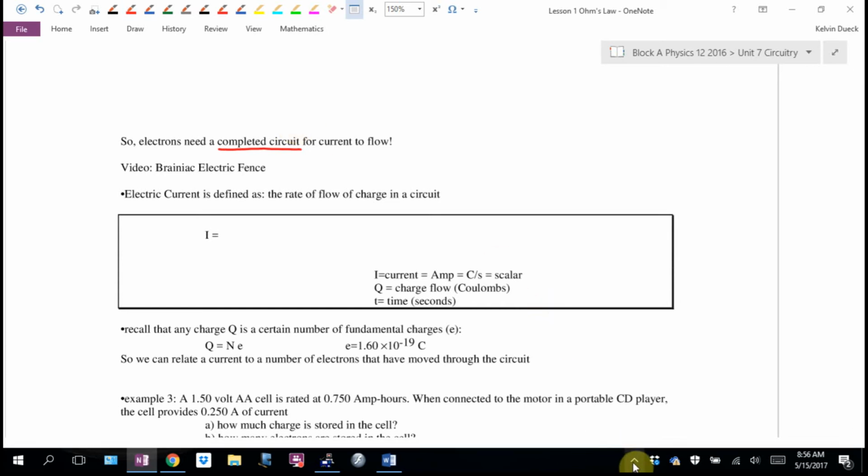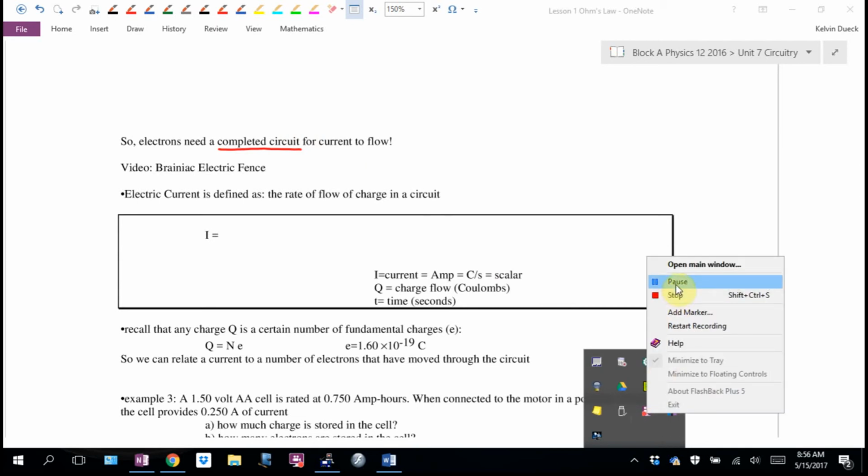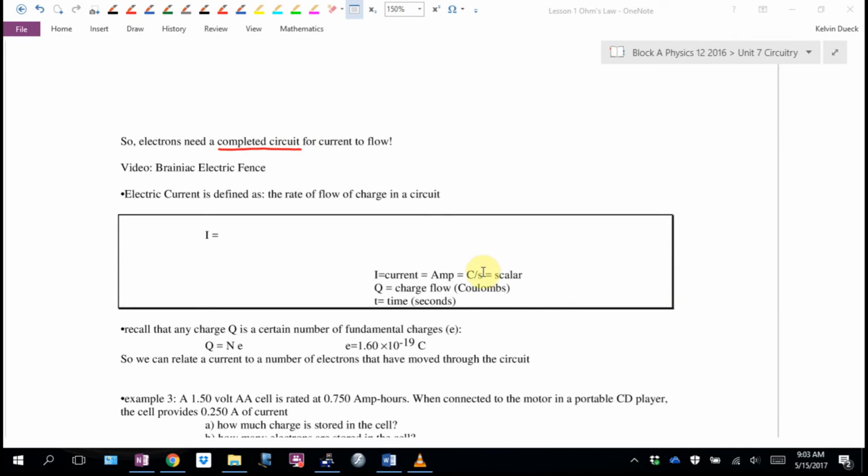Put your pencils down, look up. So we just saw a video and you heard them talking about current. What the heck is current? We're going to define it. Current is how fast charge flows in a circuit. It's the rate of flow of charge.